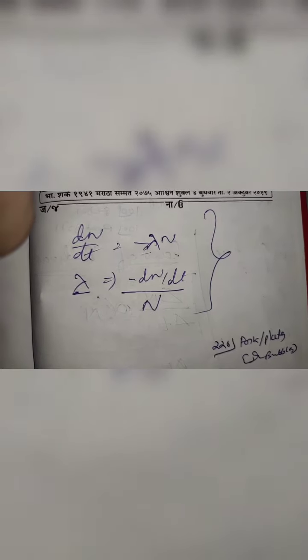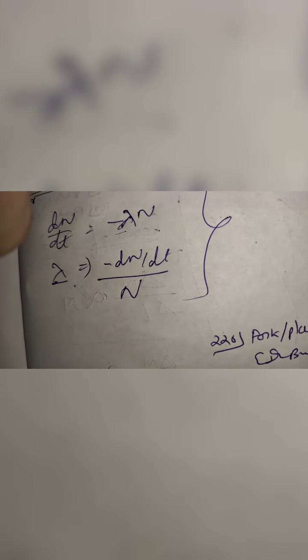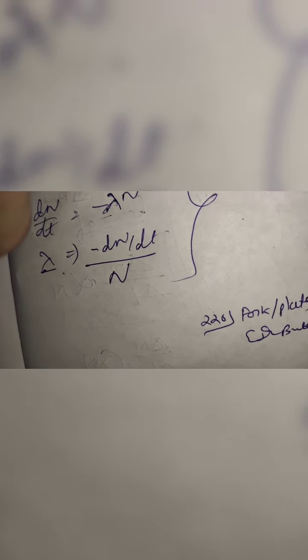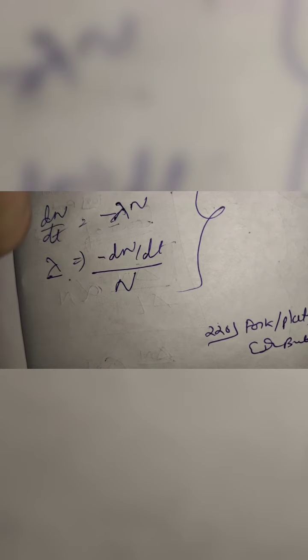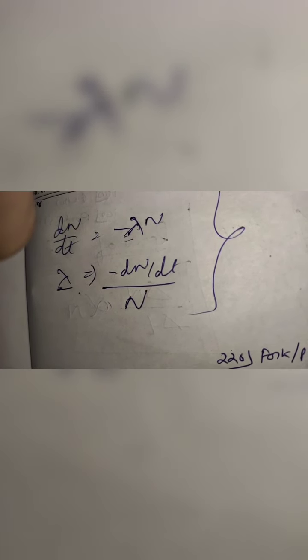There are two definitions. What is the first? The ratio of the instantaneous rate of disintegration at a given instant to the number of undecayed nuclei at that time is called the decay constant or radioactive constant. Mathematically, the probability of disintegration per unit time of a radioactive element is called the radioactive constant.